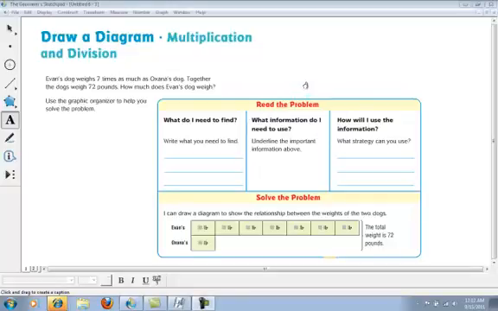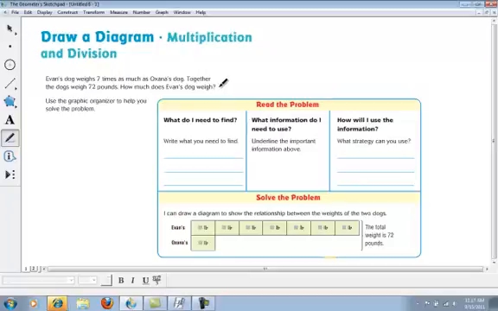In this lesson, we're going to learn how drawing a diagram can help us solve multiplication and division problems. Let's look at our problem. Evan's dog weighs 7 times as much as Oksana's dog. Together, the dogs weigh 72 pounds. How much does Evan's dog weigh?